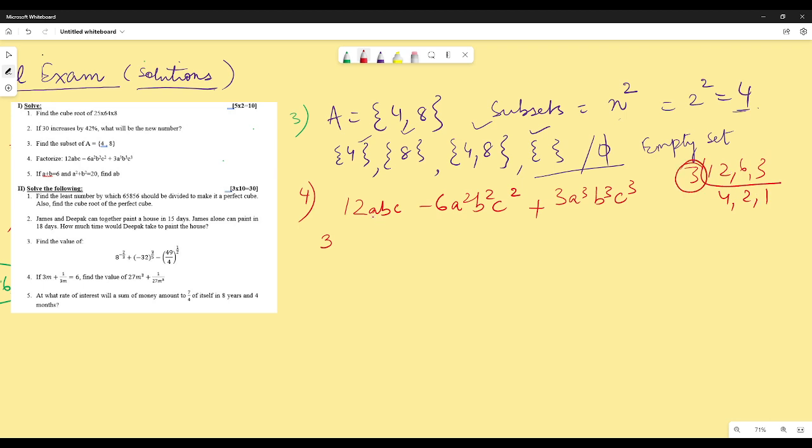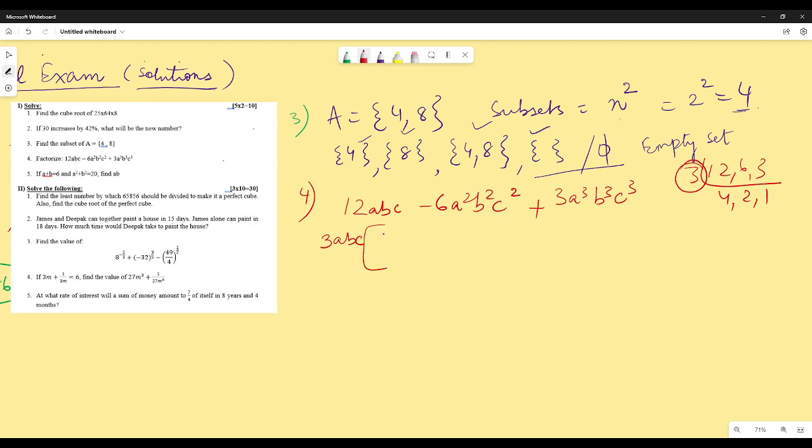Same goes with the variables. All of them have a, b and c and nothing else, so we will take a, b and c as common. Now what about their powers? We take the lowest powers. Here it is 1, here it is 2, here it is 3. So the lowest power for a is 1, for b is also 1 and for c is also 1. So we simply take this outside the bracket.